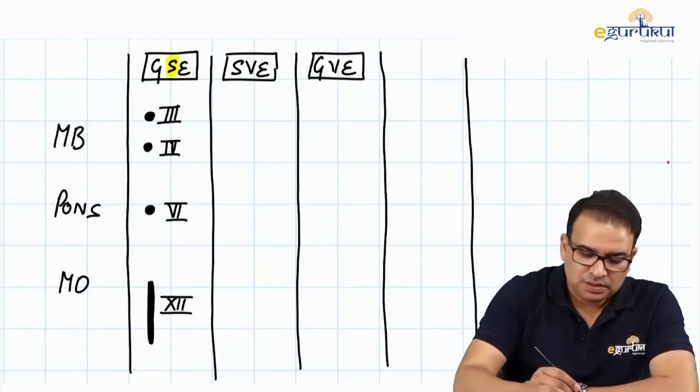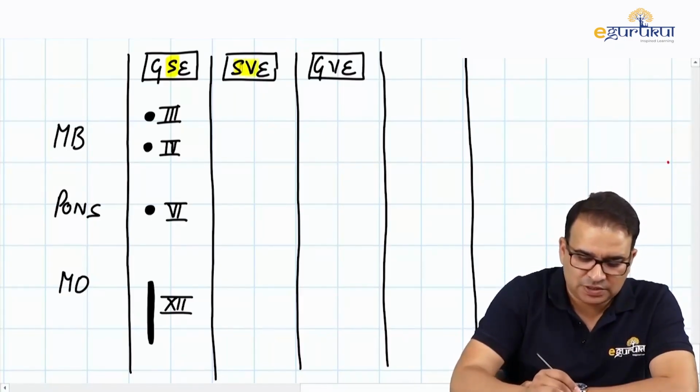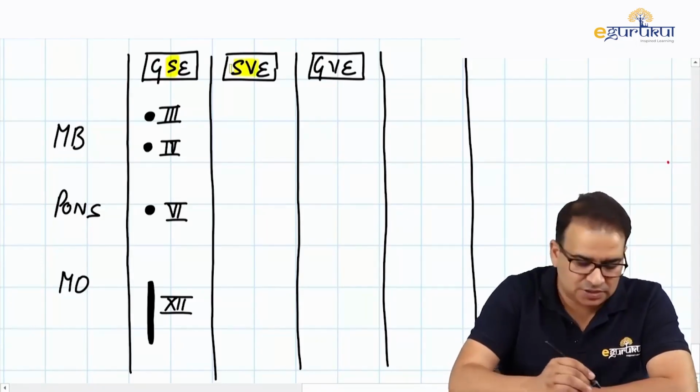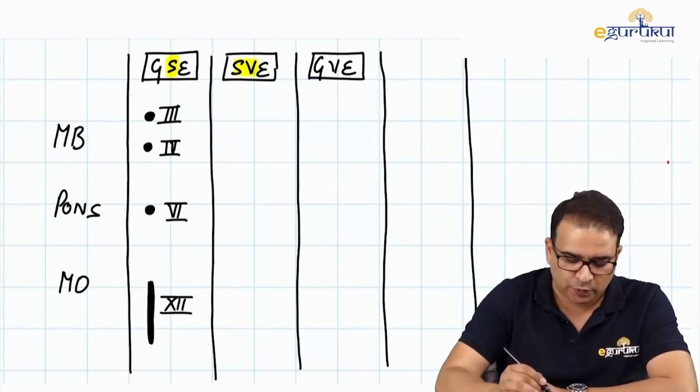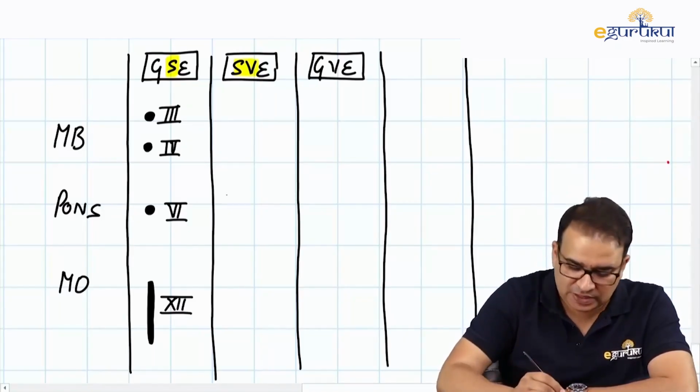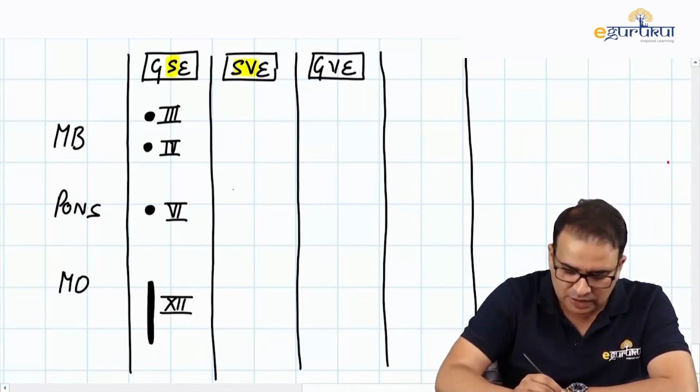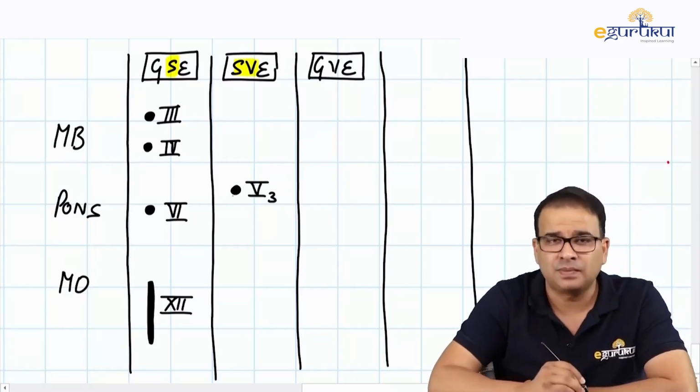The second column, special visceral efferent. The word special visceral was the branchial arches, the pharyngeal arches. Now, if you remember, what was the nerve for the first pharyngeal arch? The first pharyngeal arch was supplied by the mandibular nerve. So we have a motor nucleus of the mandibular nerve present in the pons.